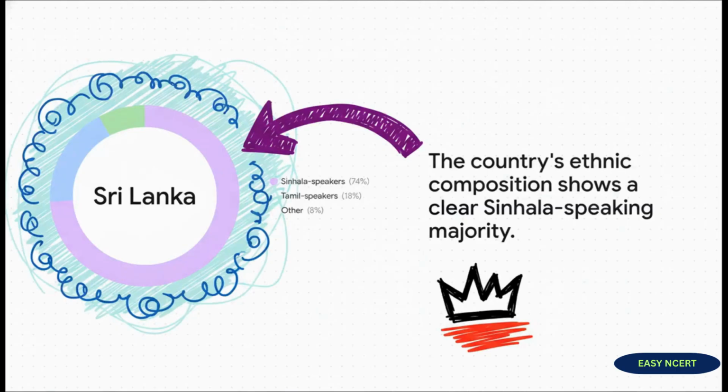And this right here, this demographic chart, is the key to the whole story. You've got a very clear majority. 74% of the people are Sinhala speakers. The biggest minority group? That's the Tamil speakers at 18%. This huge imbalance in numbers is what shaped all the decisions that followed.